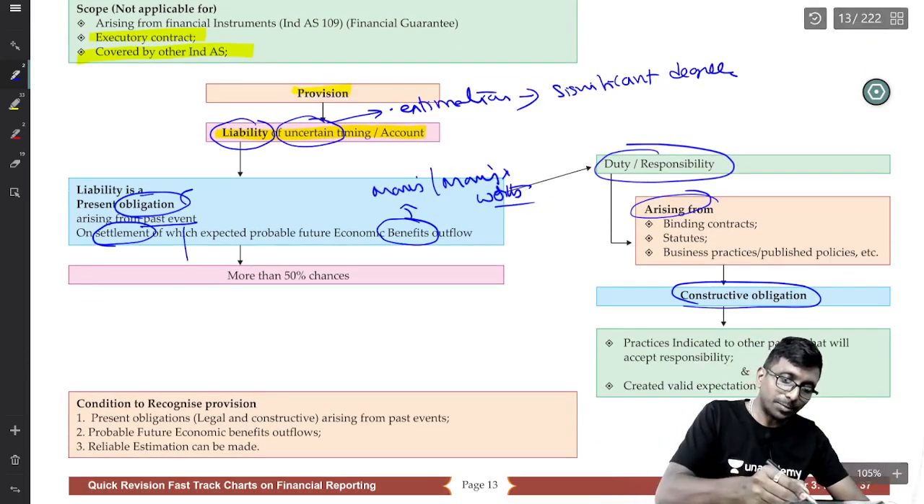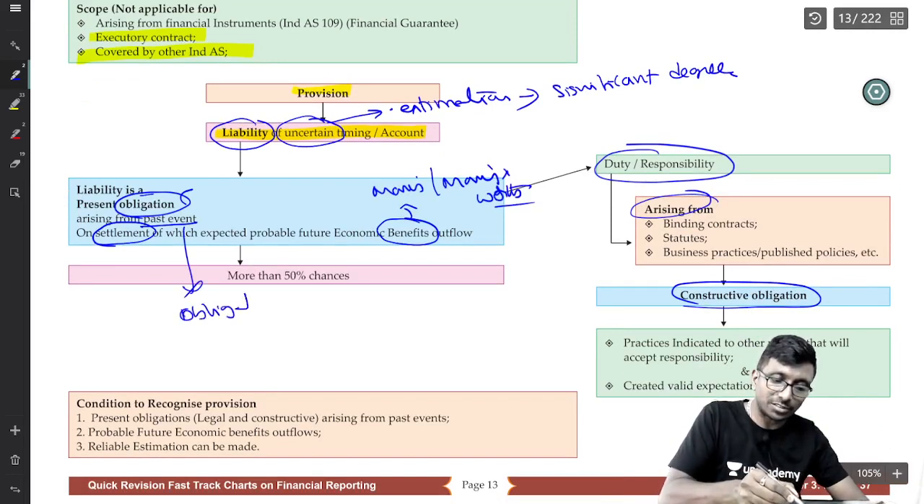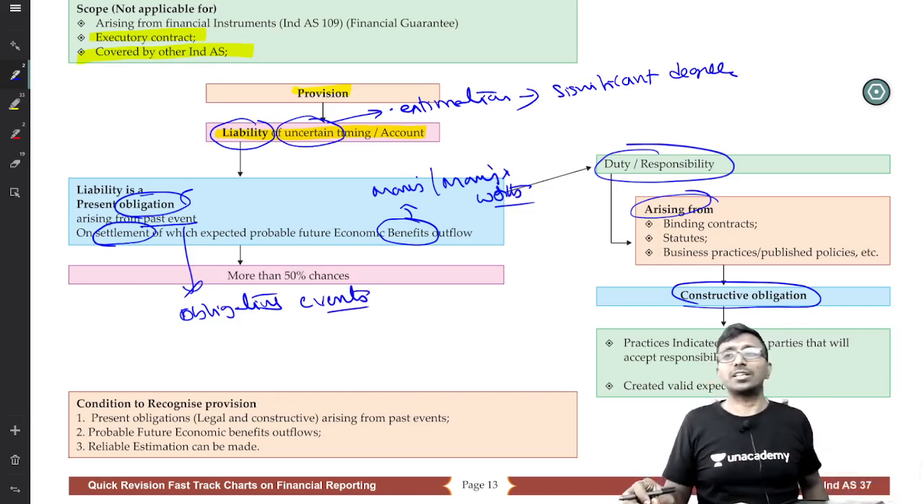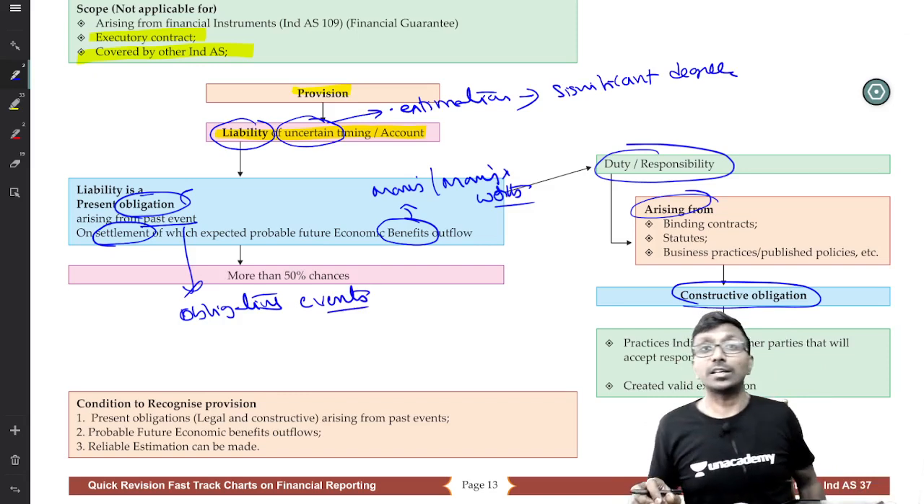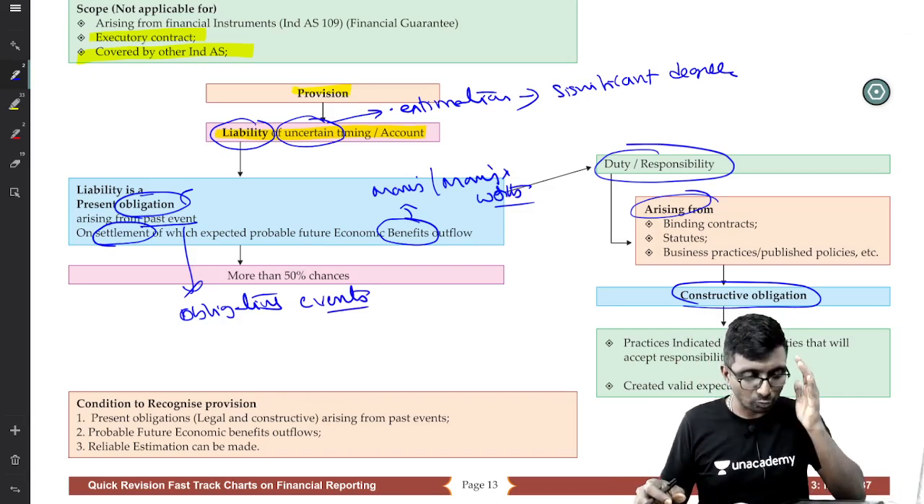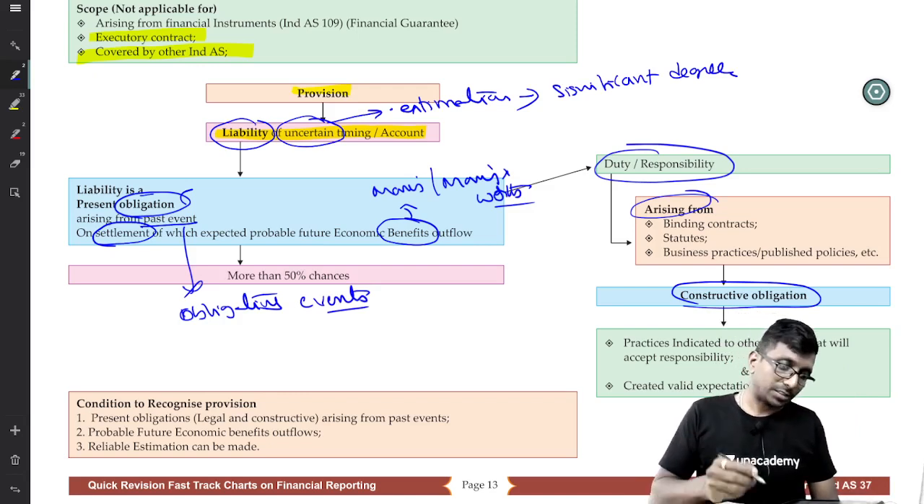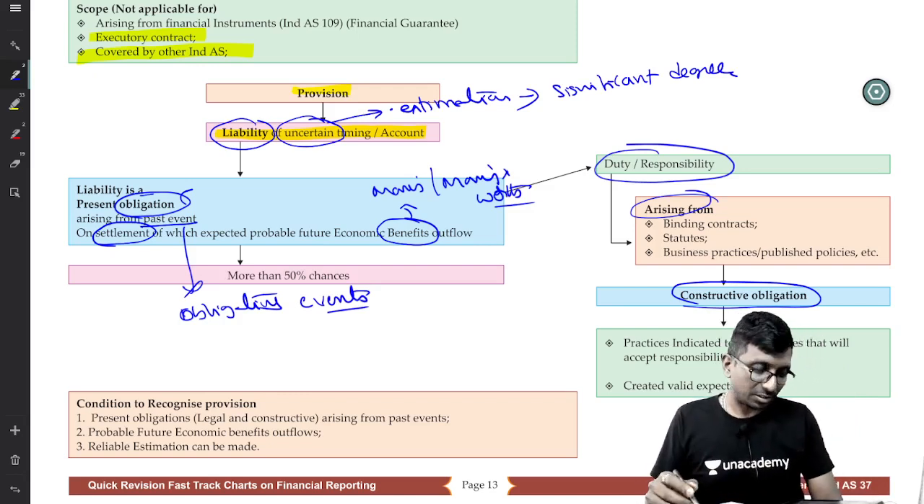Next, I said past events. Past events are what? Past events are obligating events. What do you mean by obligating events, sir? It is obligating me. I cannot skip my responsibility so easily. I have to do something to get out of this. Okay, done. Next, what are the general conditions?